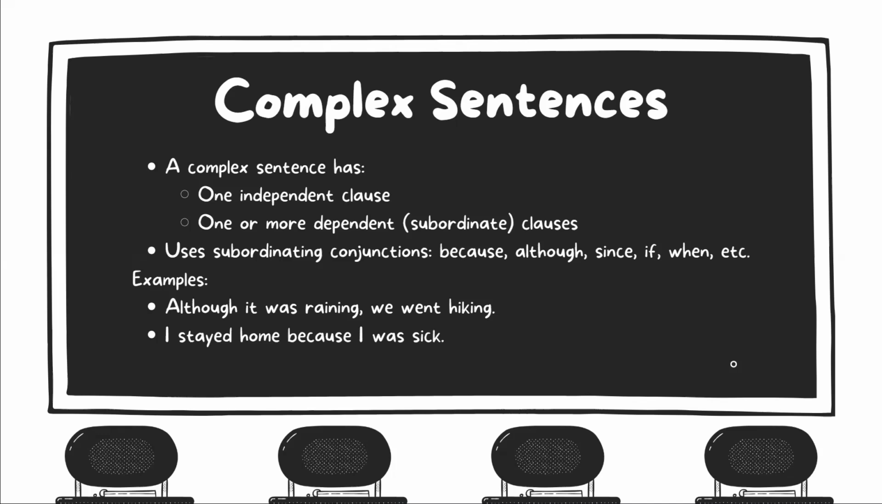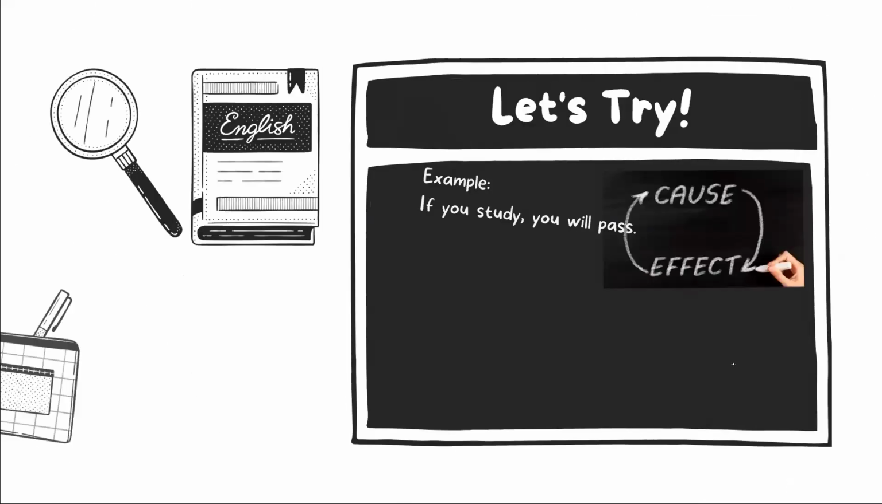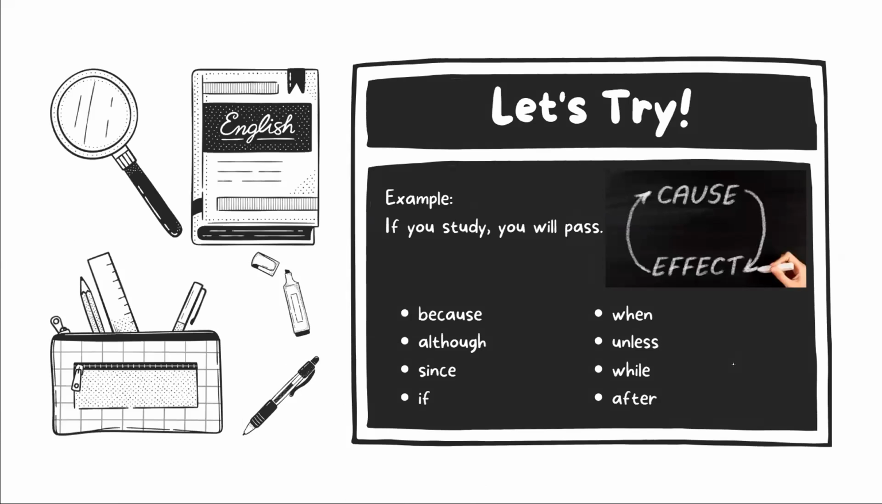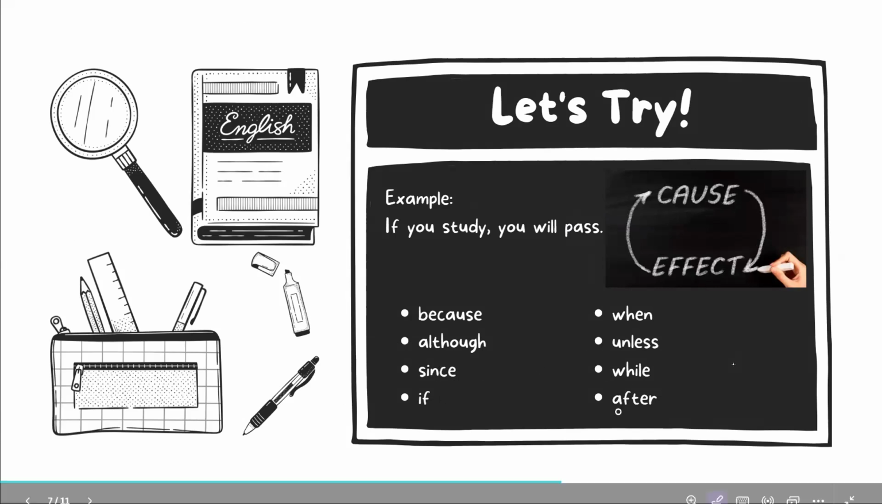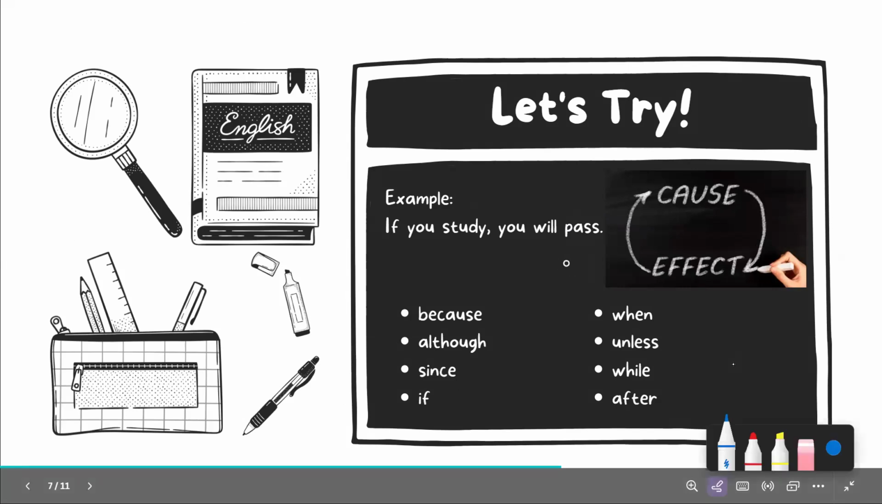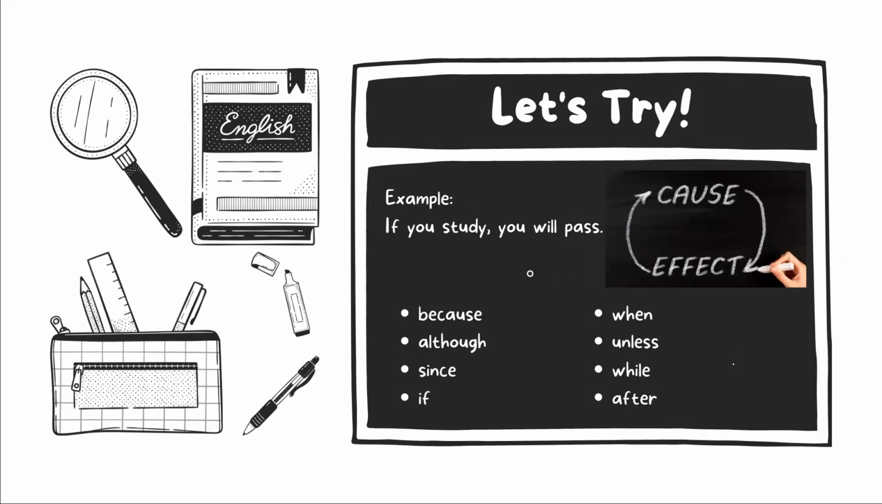So the complex sentence uses subordinating conjunctions, which are because, although, since, if, when, etc. To create complex sentences, we use subordinating conjunctions. Fancy words like because, although, since, if, when, unless, while, after. They're like the secret portals connecting ideas. If you study, you will pass. So these show the cause and effect in a sentence.